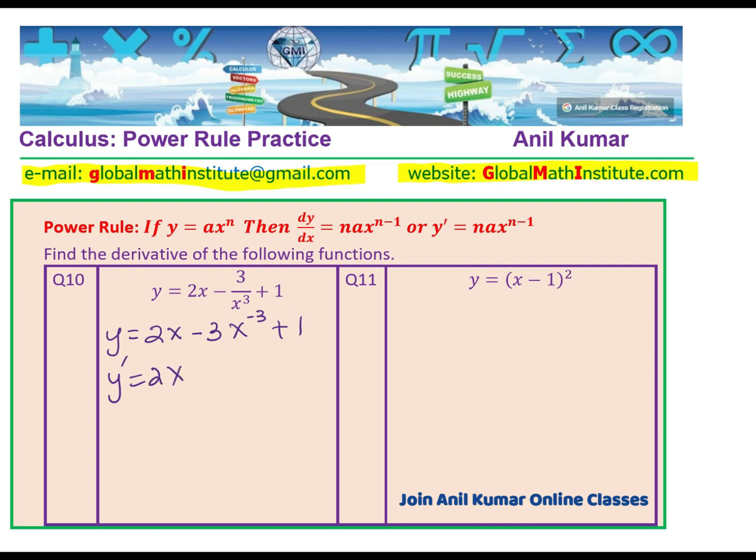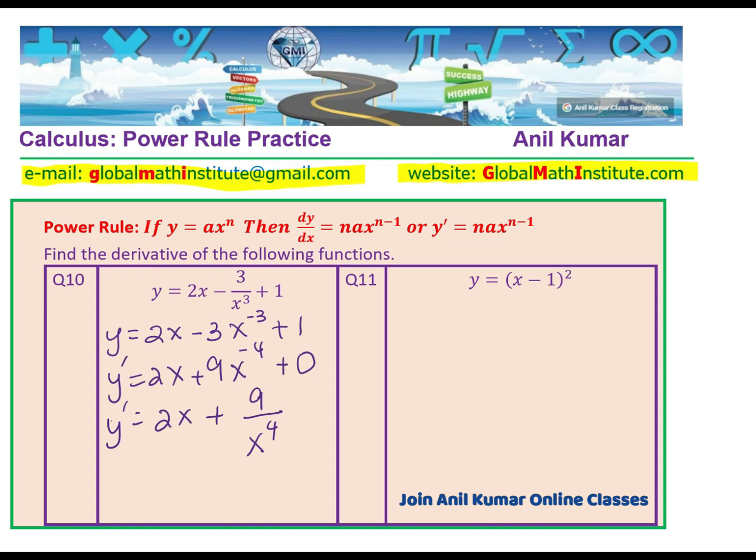So we get 2x, minus 3 will be 9, right? So plus 9 x to the power of minus 3 minus 1, which is minus 4. And for a constant, the derivative is 0. So we have here the derivative as 2x plus 9 over x to the power of 4, correct?